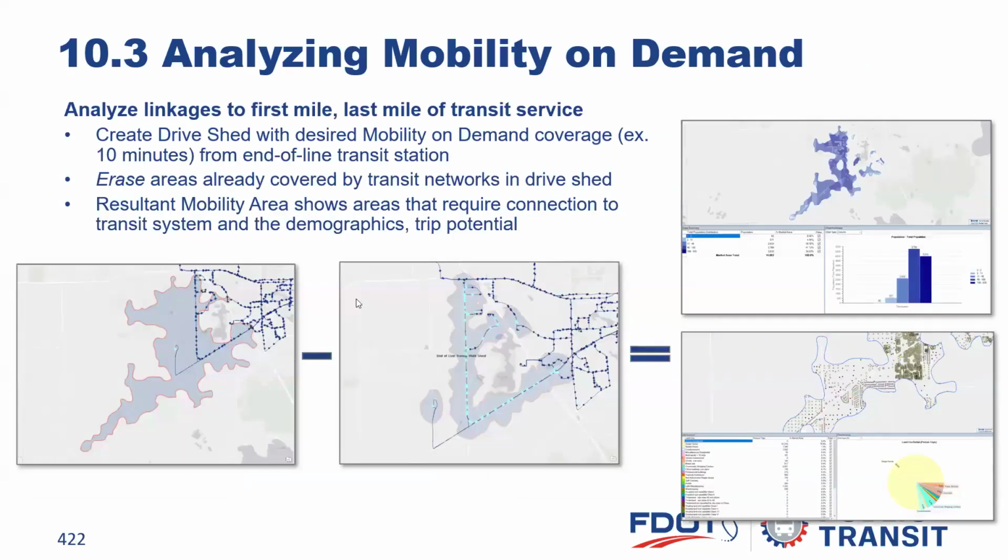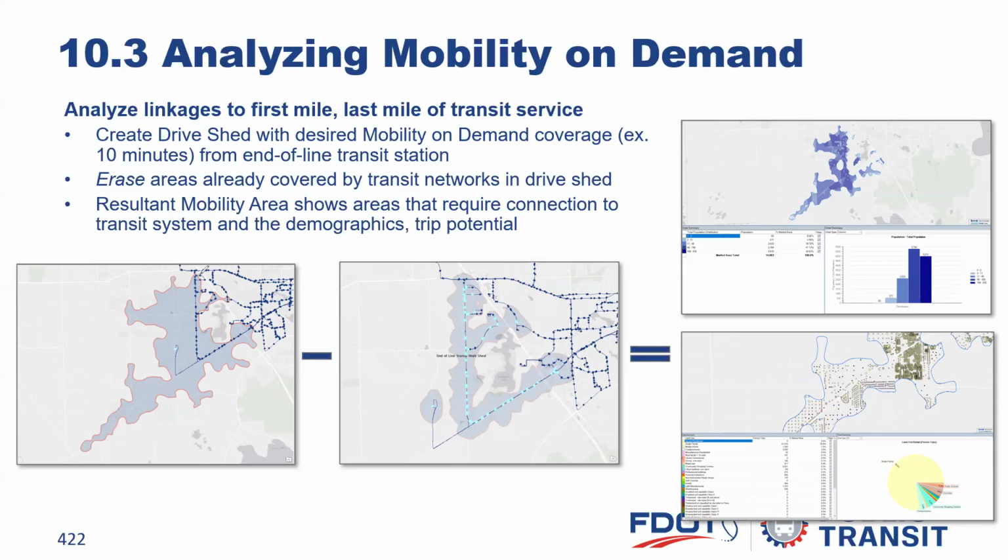All right, so another use for mobility on demand is to analyze linkages to first mile and last mile for transit service. So in this case, we would create a drive shed with the desired mobility on demand coverage. An example would be a 10-minute drive shed from the end of a line of a transit station. So again, we're going to use our erase tool to subtract those stops that are covered by the transit networks in the drive shed.